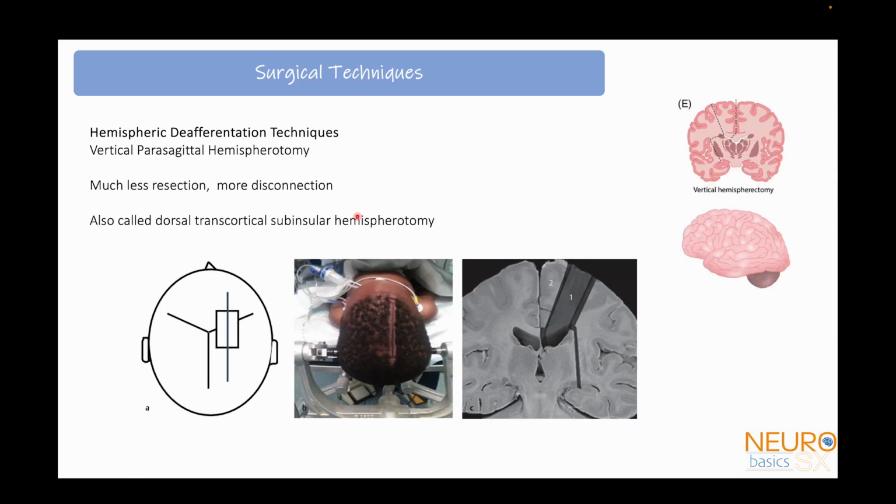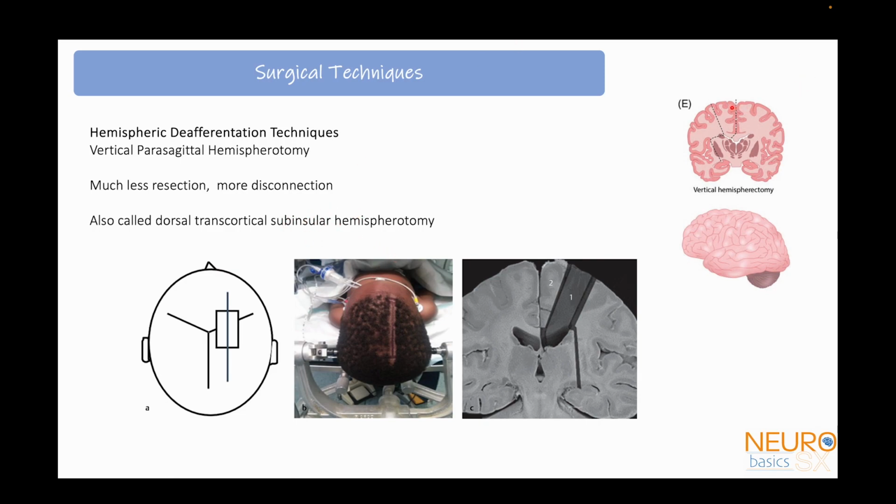There's another completely disconnective technique which can be done through a vertical parasagittal incision, and that is known as a vertical parasagittal hemispherotomy. So again, this is less resection and more disconnection. It's also called a dorsal transcortical subinsular hemispherotomy because it is done from the dorsal approach and it is all below the level of the insula.